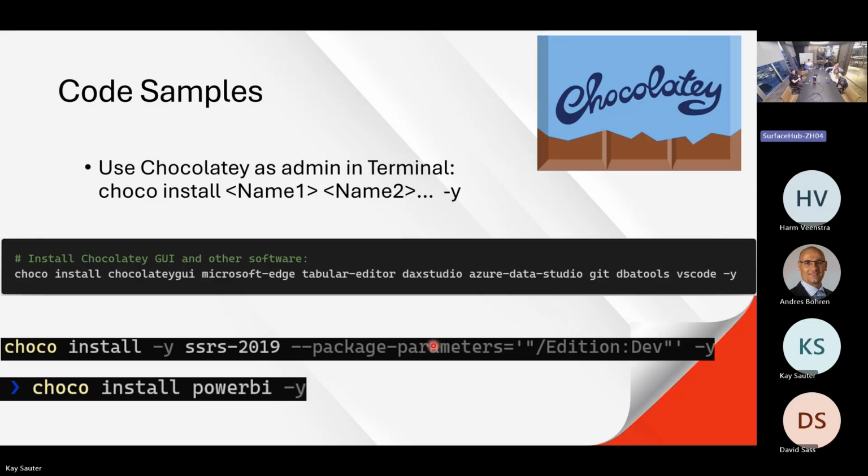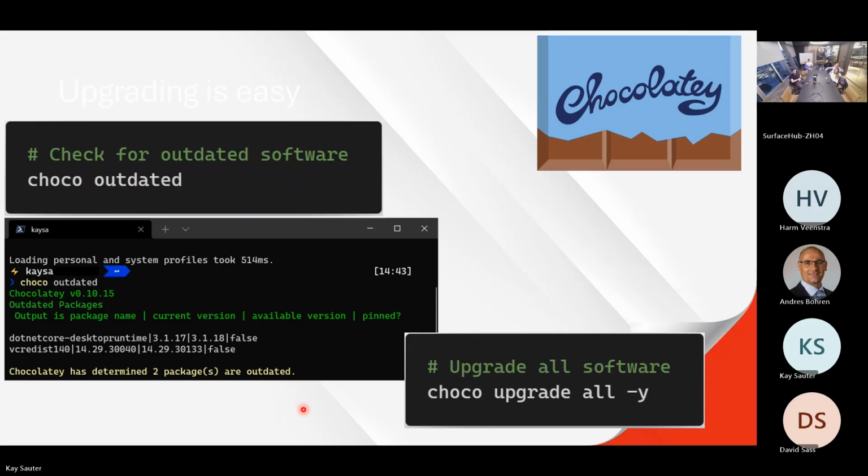Here, I've also taken Power BI, because I got the question whether you can install Power BI too. What you can also do is check for outdated software. You basically have a screen like this, where you will see the output of the package name, current version, and available version.